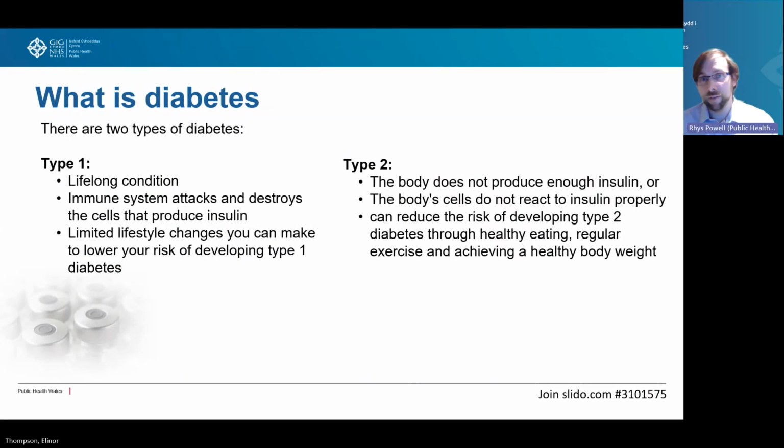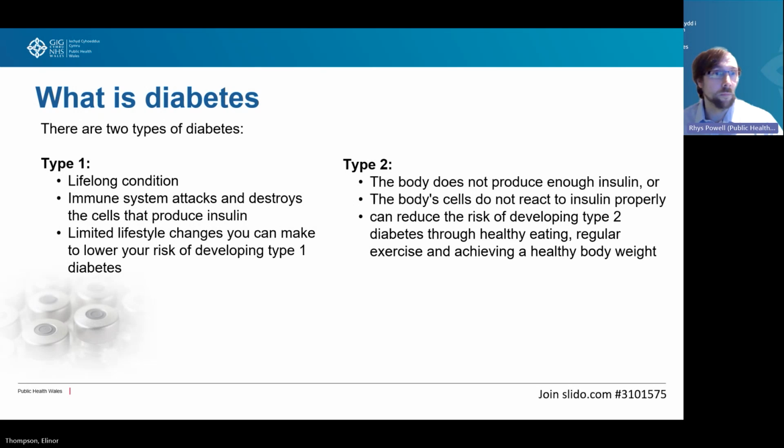There's two types. Type 1, which is a lifelong condition: your immune system attacks and destroys cells that produce insulin, and there's limited lifestyle changes you can make to lower your risk of developing it. And then type 2, where your body doesn't produce enough insulin or doesn't react properly to it. There are things you can do to reduce your risk of developing this, like healthy eating, regular exercise, and achieving a healthy body weight. 90% of cases of diabetes in the UK are type 2.